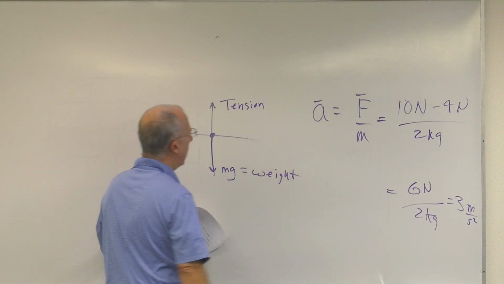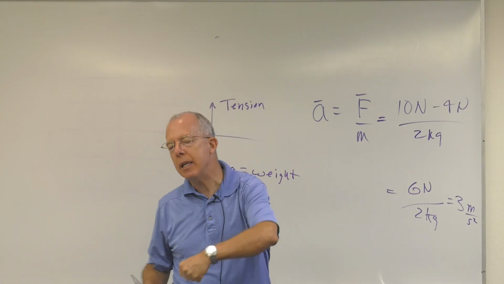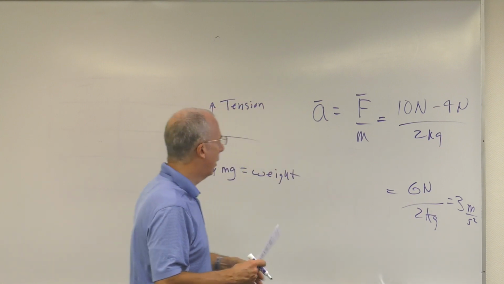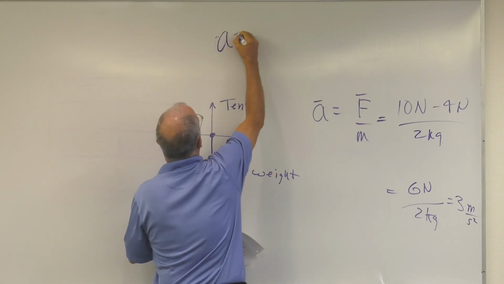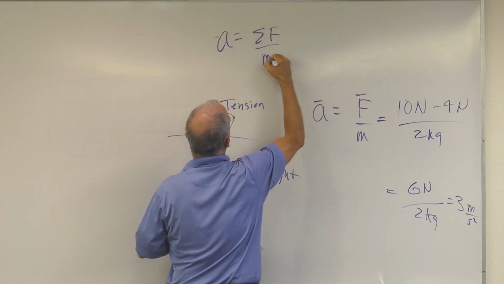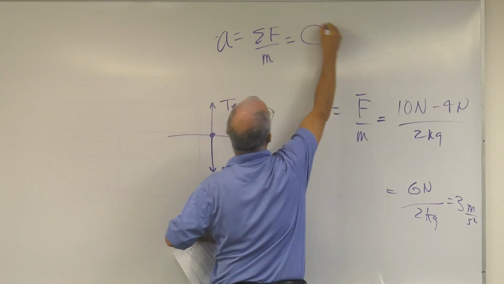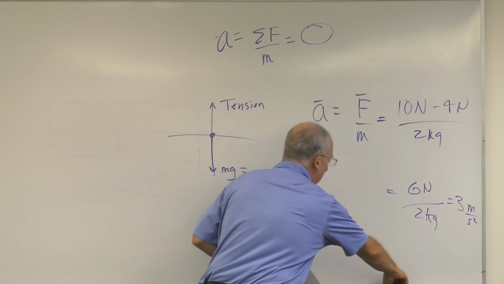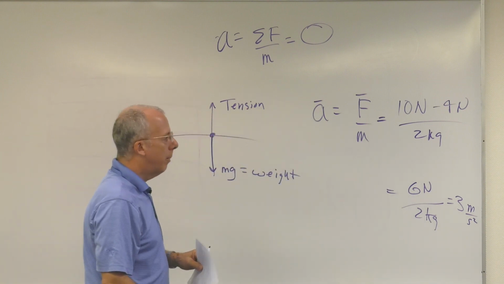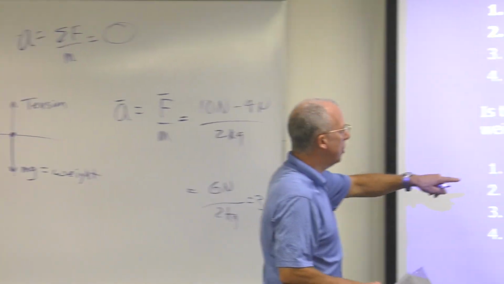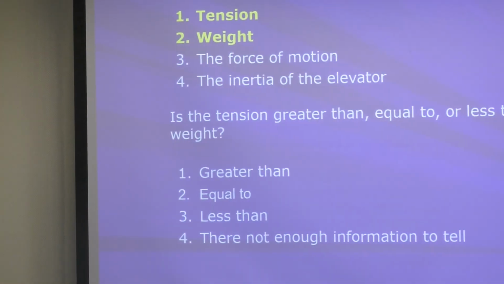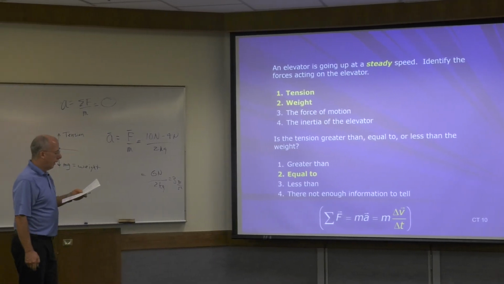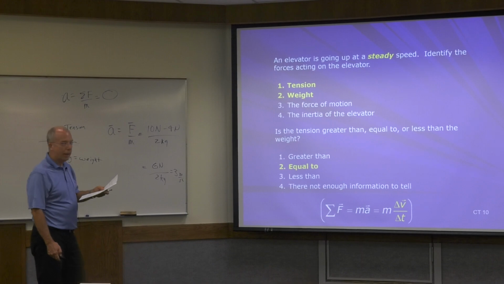Okay, now, it's going up at steady speed. So the direction's not changing, the speed's not changing, so the velocity's not changing. So that means the acceleration, which equals the sum of the forces over m, acceleration is 0. So it has to be the sum of the forces, 0. So what are the forces? So the forces obviously are tension and weight, but if it's going at steady speed, how does the tension and the weight compare? Well, they're equal, right? They're equal. Okay. That's a good place to stop.